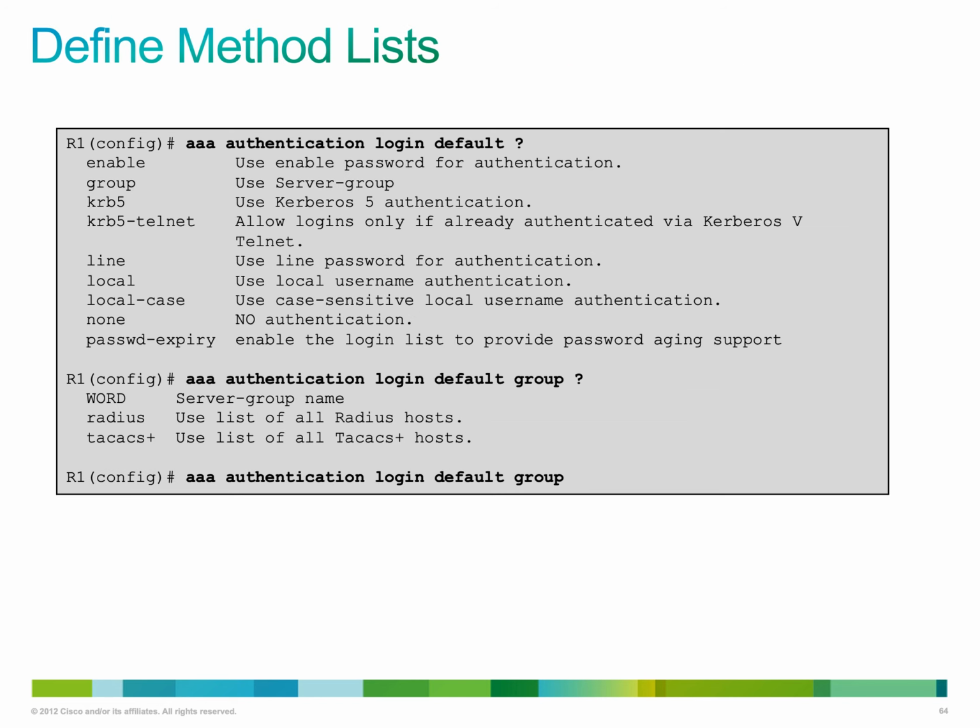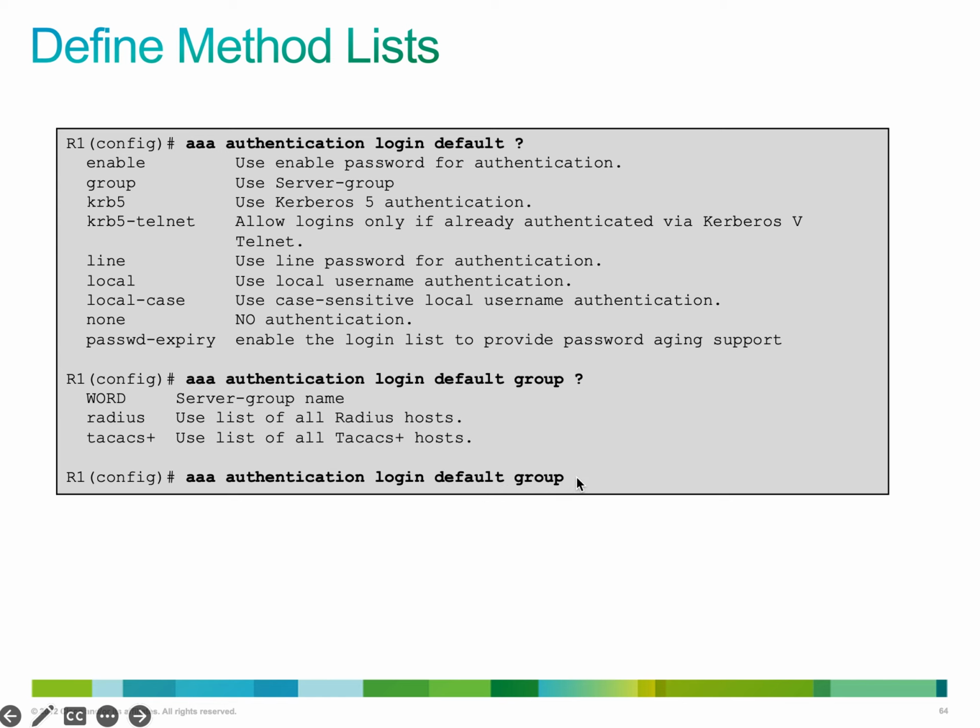So define the method list. The method list: Router1(config)# aaa authentication login default, then enable, group Kerberos 5, and so on and so forth. So you configure all of these. Then another thing, Router1(config)# aaa authentication login default group. After login default, then you enter the group. After the login default group, TACACS, here you talk about the RADIUS and the TACACS+ host. After that, the next one is to configure Router1(config)# aaa authentication login default group again.